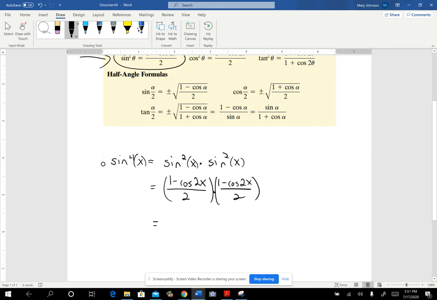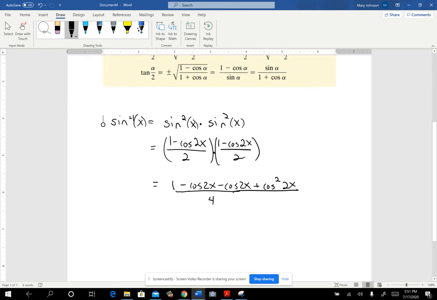So we're multiplying fractions. So remember, you multiply straight across. So that's going to be a 4 in the denominator. So this is going to be 1 minus cosine 2x minus another cosine 2x, and then plus cosine squared 2x. Okay. So let me put my like terms together there in the middle. I have 2 cosine 2x's. So 1 minus 2 cosine 2x plus cosine squared 2x.